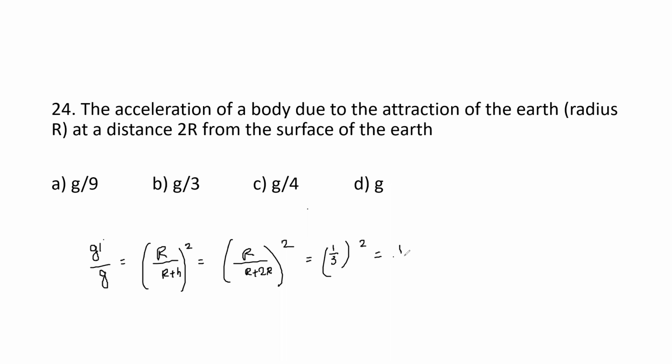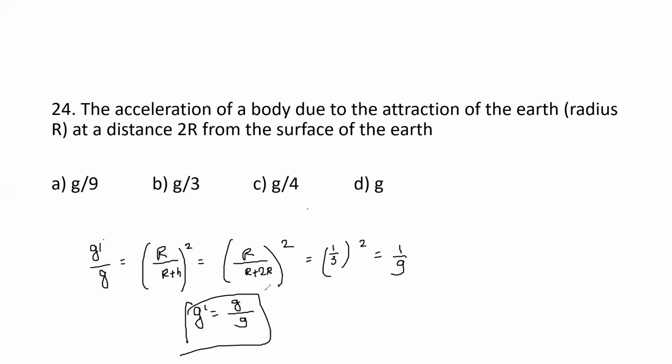So 1 by 3 whole square is how much? It is 1 divided by 9. Therefore, we will get it as g dash is equal to, it can be written as g divided by 9. g dash can be written as g divided by 9. Okay. So that is option A is the correct option here. Option A is the correct option. g divided by 9. A option is right.